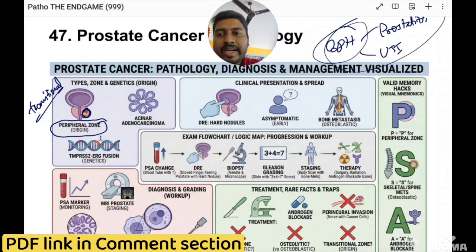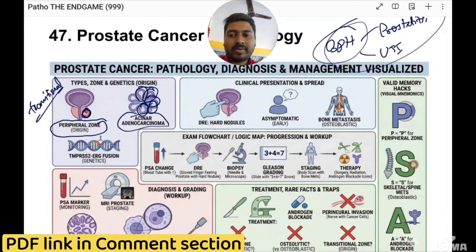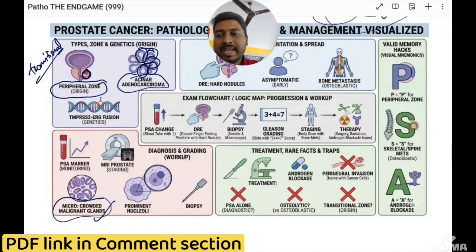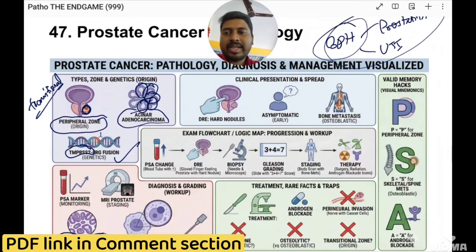Okay, but here you will find acinus, that is, glands are arranged in acinus: acinar adenocarcinoma. On microscopy you will find crowded malignant glands. This is the histological difference. Here genetics plays an important role. TMPRSS2 mutation is associated with prostate carcinoma. We have not come across this gene anywhere else before this.